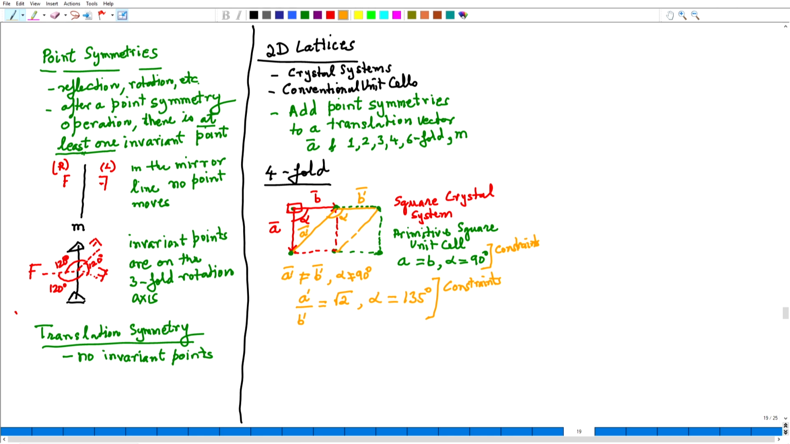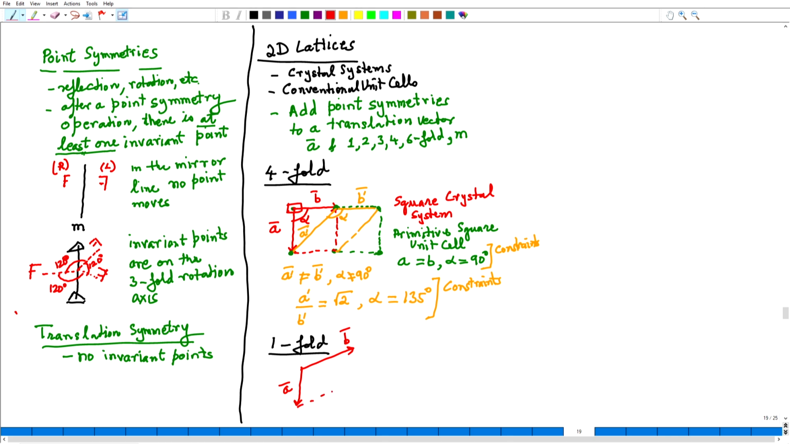Now, let us add other symmetry elements. Let us add one-fold. One-fold means no symmetry. And let us again start out with a vector A, and since there is no symmetry, how do I choose the second vector B? Since there is no symmetry, there are no restrictions imposed on the vector B, and hence I can choose a vector like this arbitrarily.